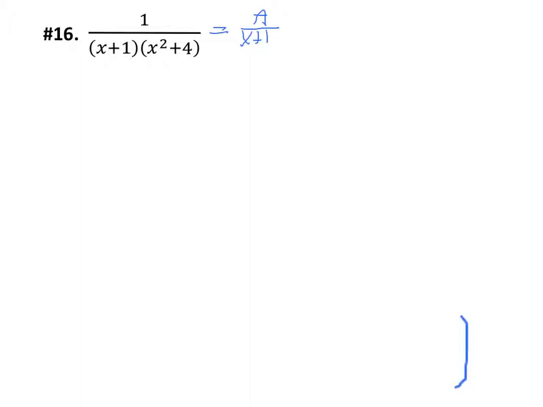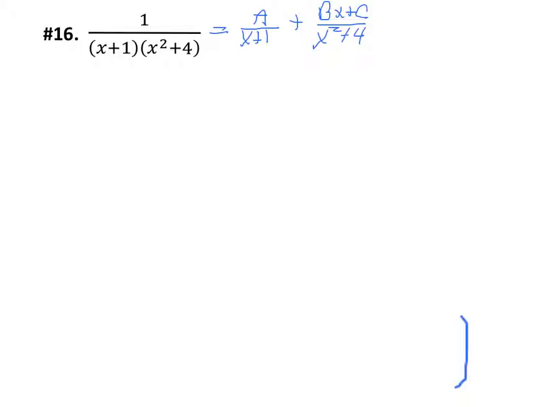So we get A over x plus 1. That's pretty simple. But now, since my degree on the bottom is 2, I have to have a degree of 1 on the top. So I make it look like this: Bx plus C all over x squared plus 4. So the power on top is always 1 less than the power on the bottom. Since I can't factor x squared plus 4, I have to leave it as it is, right? Because that's an x squared, I have to have an x up top.